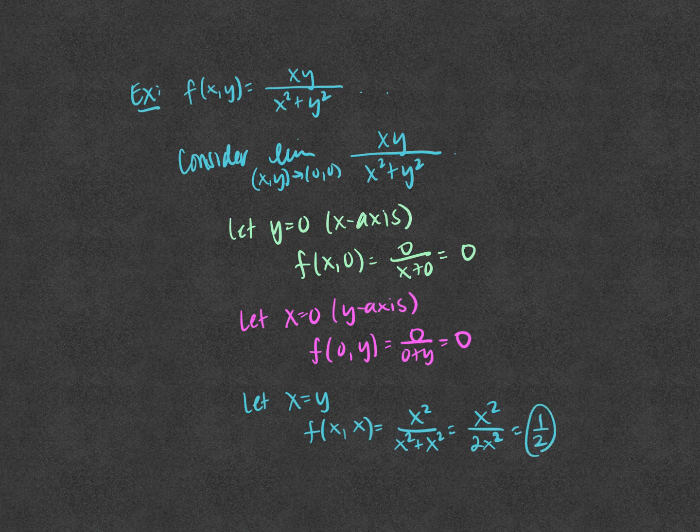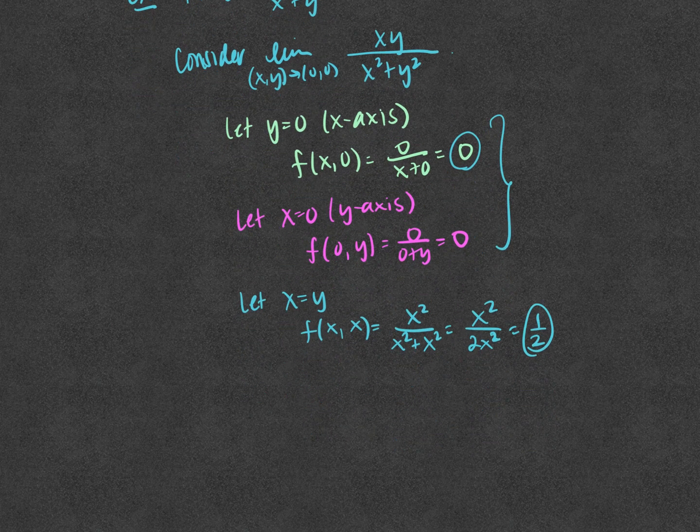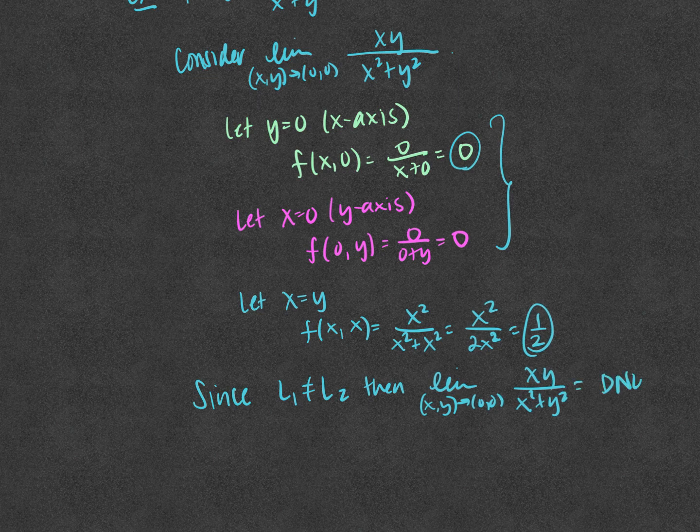Now we have different values traveling different paths. And these two up here weren't helpful because we got the same value on different paths. And the question is, how can this exist? Well, you've got to remember a surface is happening here. So this must be an interesting shape. So we picked one more line to check. And now we can say that since we have two different limits, since limit 1 does not equal limit 2, then the limit as (x, y) approaches (0, 0) of xy over x squared plus y squared does not exist.